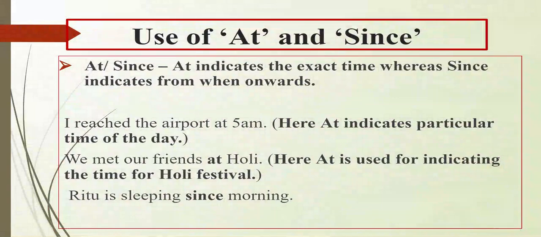It indicates particular time. Like I reached the airport at 5 a.m. We met our friends at Holi. Here at is used for indicating the time for the Holi festival. So specific. Ritu is sleeping since morning. So here since indicates from when onwards, a particular time from when. She's sleeping since morning till now, she's still sleeping. So there we'll use since.